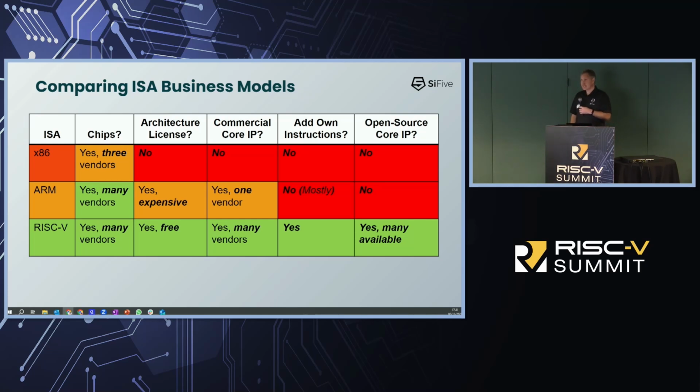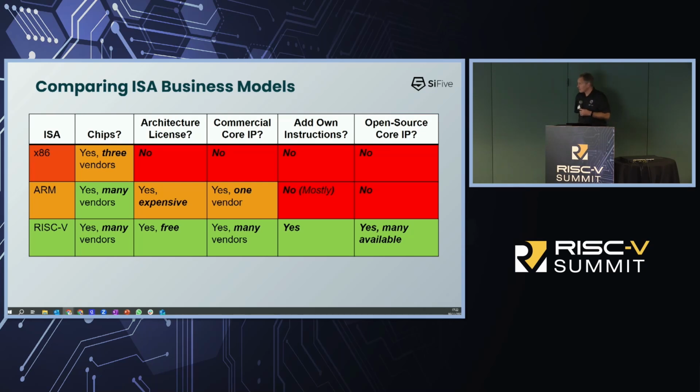With the x86 instruction set, you can get x86 chips from a couple of different vendors, and that's good, but it's not great. It's fairly limited in terms of what you can buy. If you want to design your own x86 CPUs, you can't do that. If you want to build your own chips using x86 cores, you can't do that. If you want to change anything or add your own instructions, then you definitely can't do that. And you certainly can't have an open source CPU based off the x86 instruction set.